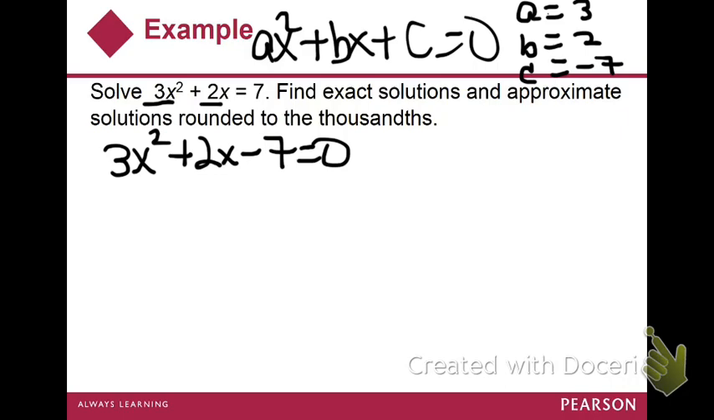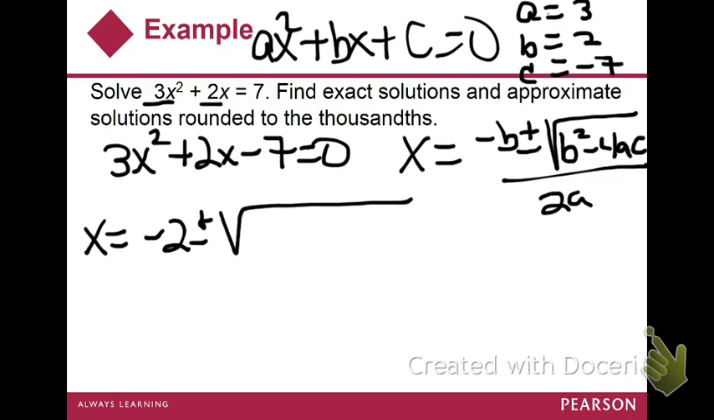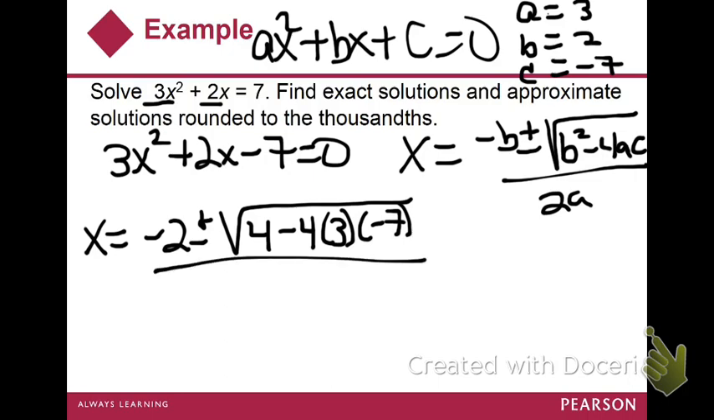And to do that, we're going to use the quadratic formula. X is equal, x meaning the solution, is going to be equal to negative b plus or minus the square root of b squared minus 4ac, all of that over 2a. Okay? Now this becomes just a substitution problem, a plug and chug. So x is equal to a negative b. My b is 2, so negative 2 plus or minus the square root of 2 squared is 4 minus 4 times a is 3, c is negative 7. All of that's going to be over 2 times 3.